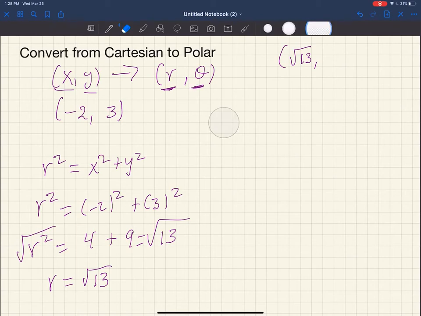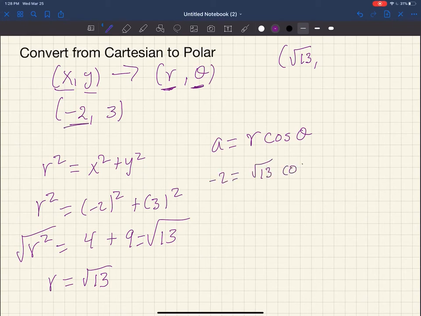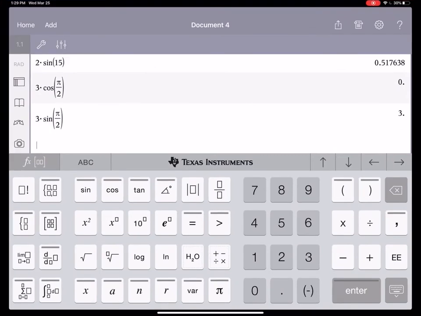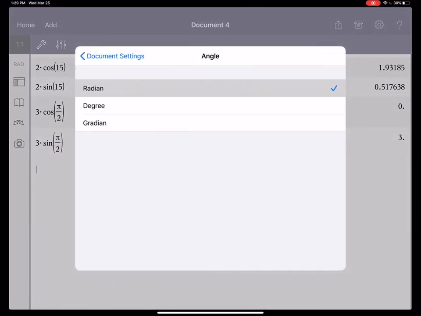So if you remember from vectors, a equals magnitude of u cosine theta can be used to find the reference angle. We're going to do that same thing, but instead of magnitude of u, we will replace it with r. So in this example, a is -2, r is the square root of 13 times the cosine of theta. All we have to do is solve for theta to divide by the square root of 13 on both sides. Now we need to find the inverse cosine. We are going to do this in degrees, so I'm going to change my calculator mode to degree again.